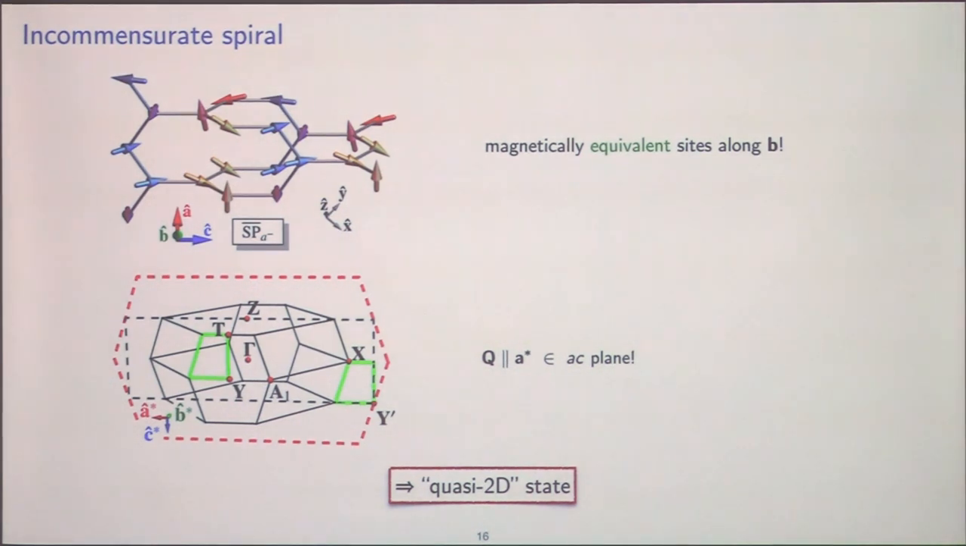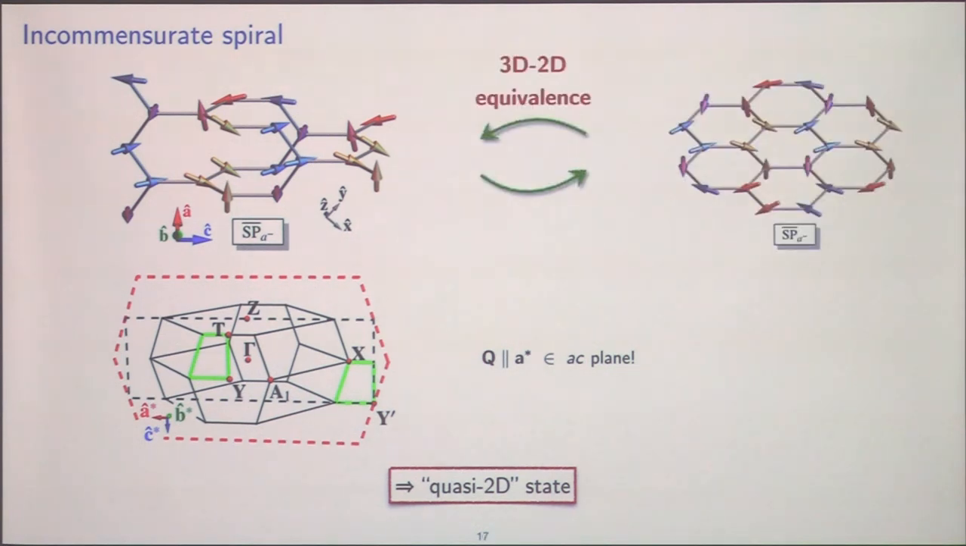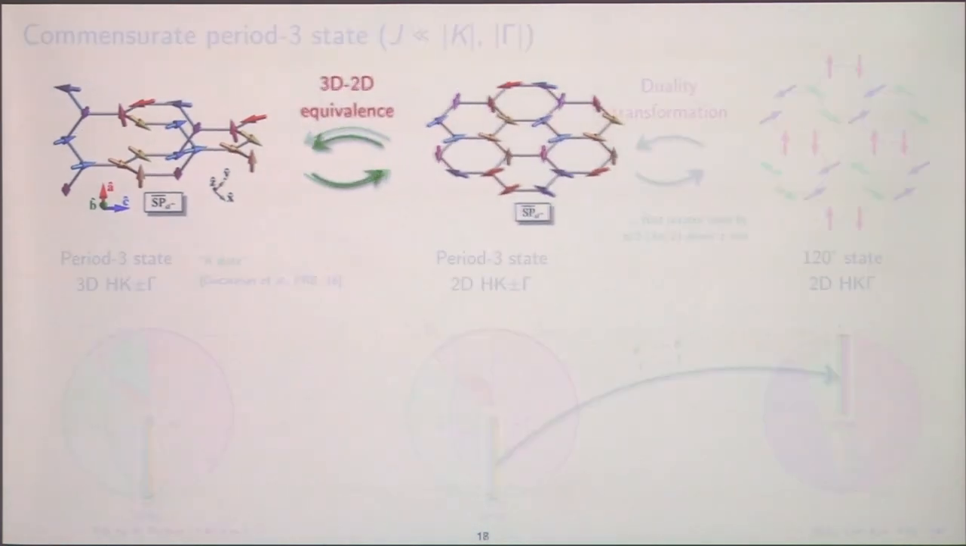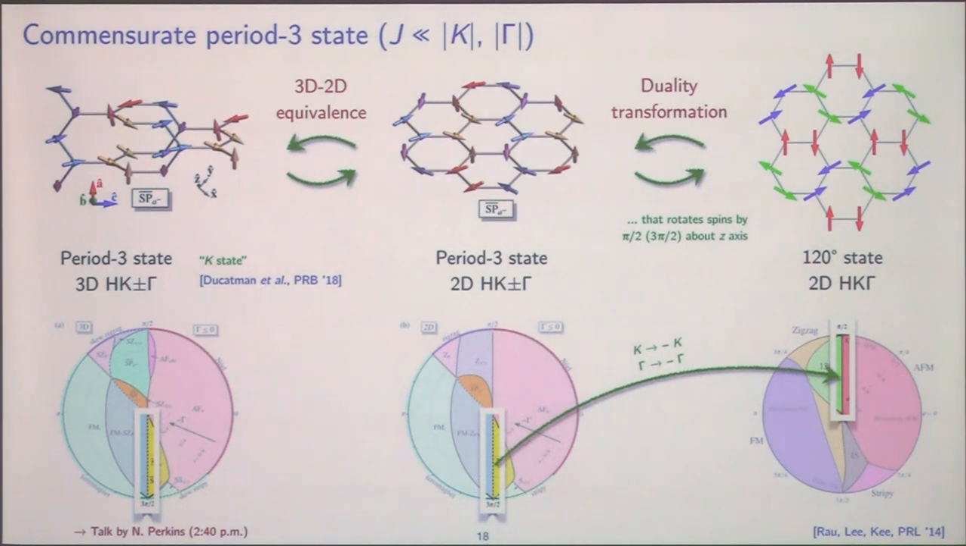And since I don't have much more time, let me just tell you that we can now understand what this incommensurate spiral is in the two-dimensional model. So there's a 3D-2D equivalence of the state, which can be mapped to a planar honeycomb lattice. That's a non-coplanar state. It's a state of counter-rotating spirals. But in fact, there is a duality transformation which rotates the spins by angles pi half or 3 pi half about the z-axis in this cubic coordinate system. And this maps this dual version, or this two-dimensional equivalent version of this so-called period 3 state, which is a nearby state of this incommensurate spiral state, and Natasha will tell you more about that this afternoon, to a 120-degree state of the Heisenberg-Kitaev gamma model.